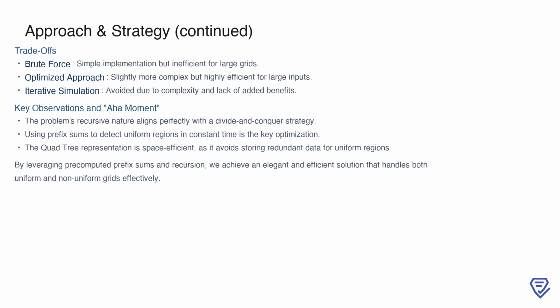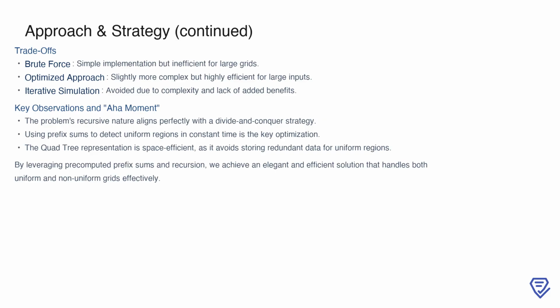The key insight, or aha moment, in this problem lies in recognizing its recursive nature, which aligns perfectly with a divide-and-conquer strategy. The use of prefix sums to detect uniform regions in constant time is the critical optimization, enabling us to handle both uniform and non-uniform grids effectively.